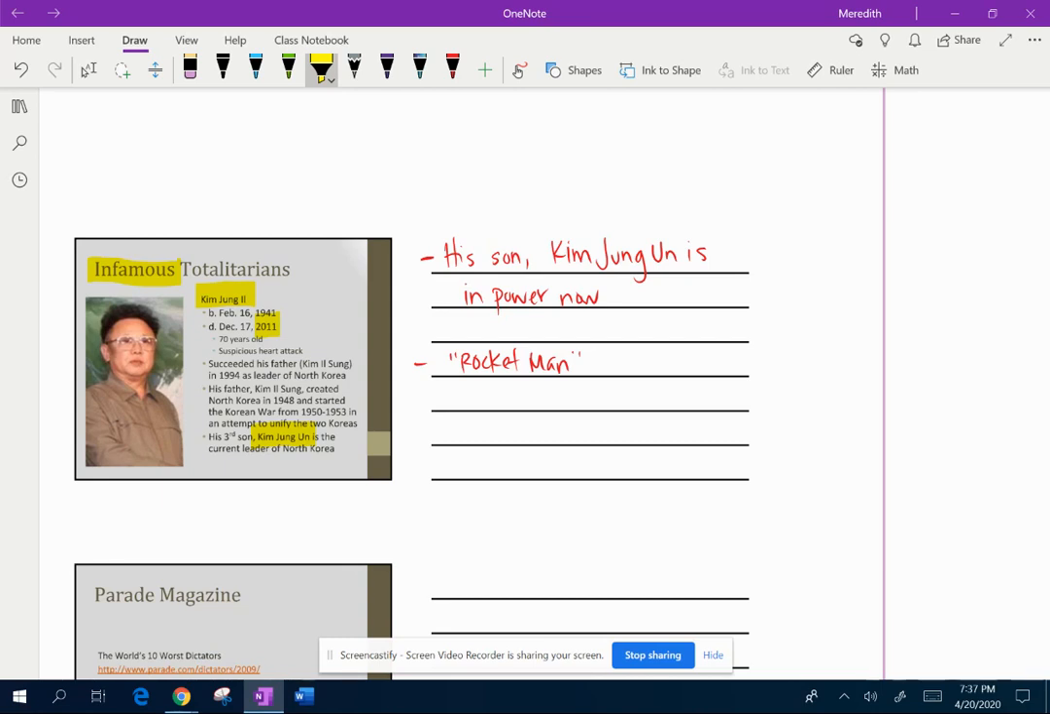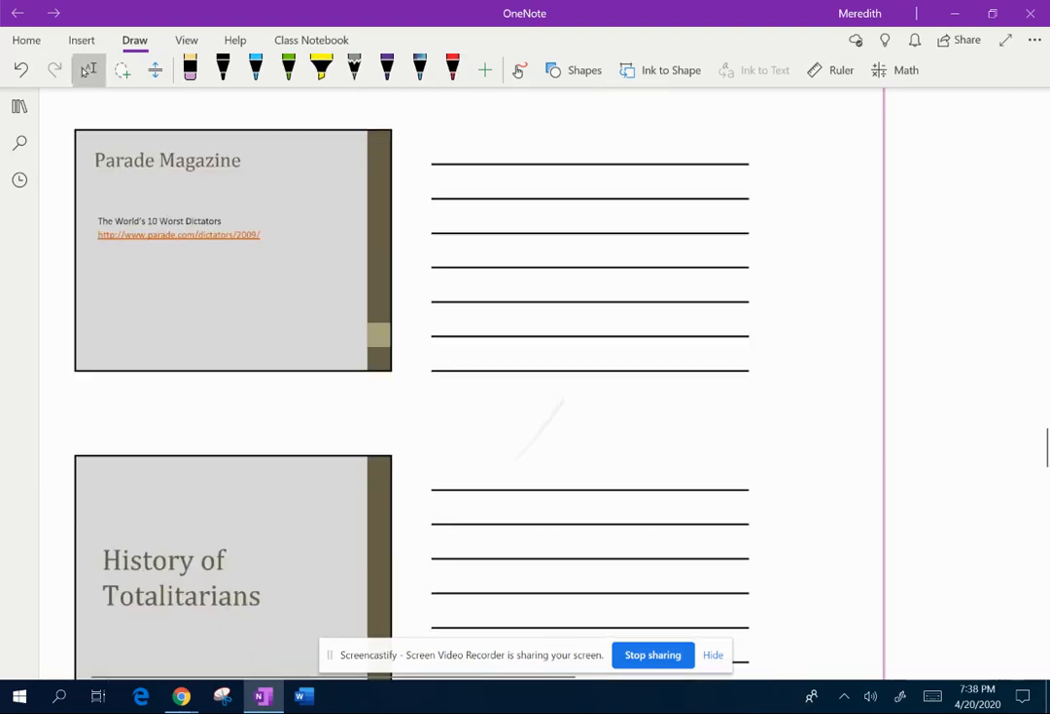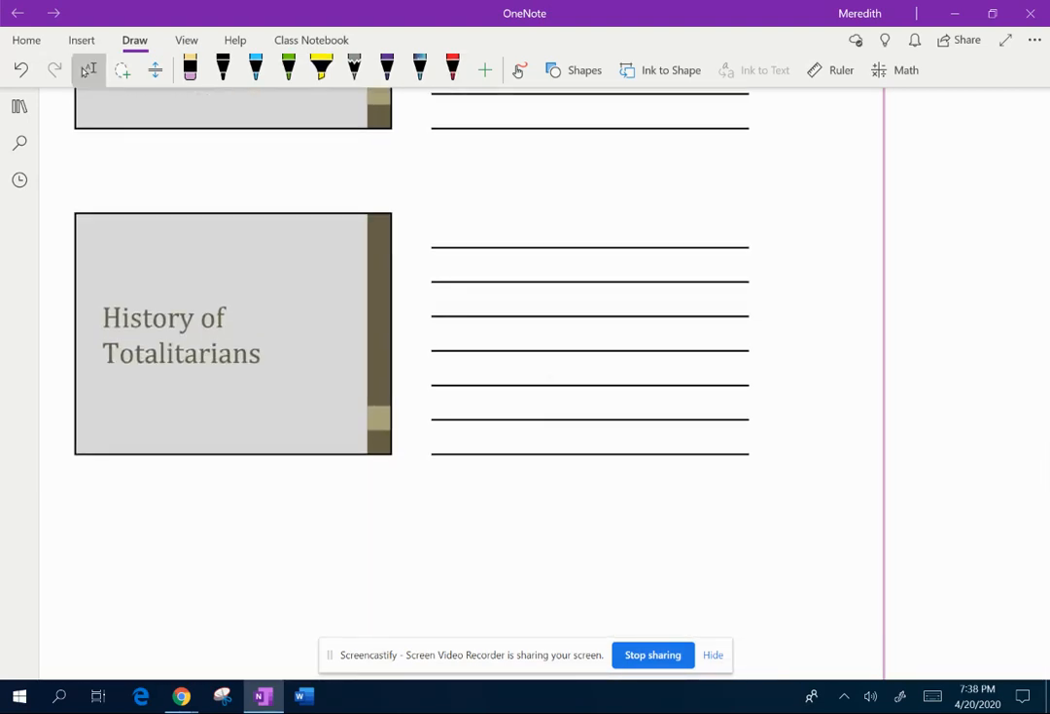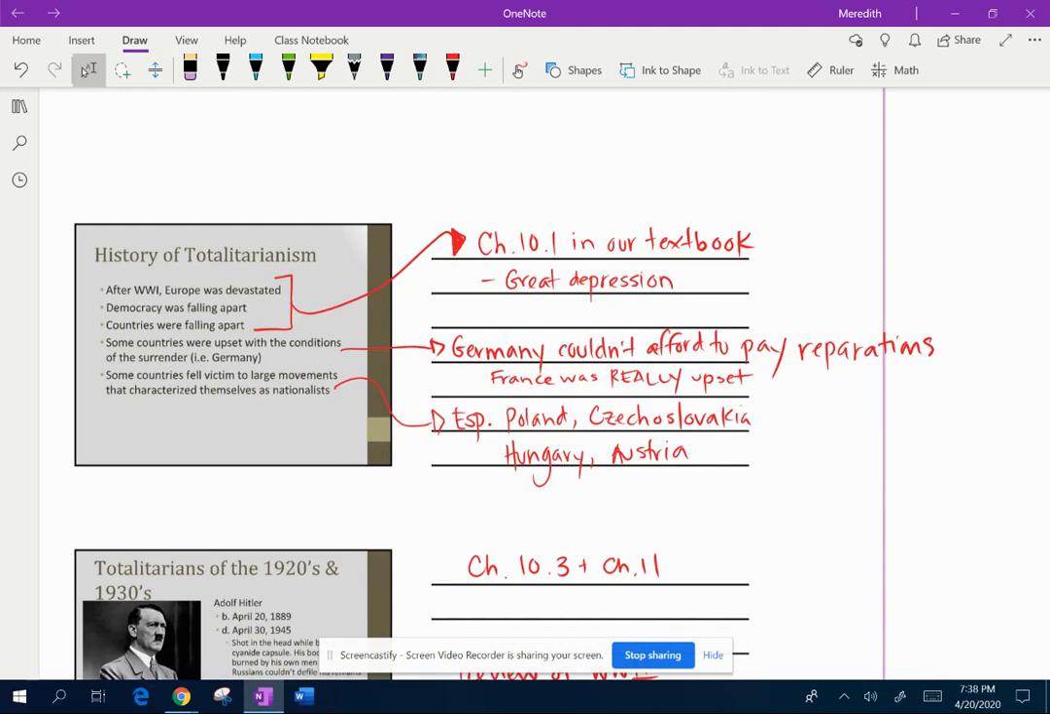But yeah, so our president refers to Kim Jong-un as Rocket Man. And then you can always go to the world's worst dictators and check out who we've got. But I'm almost done with this. We just have a quick history of totalitarians and then kind of like a preview of what we're going to do. And then we're all set.